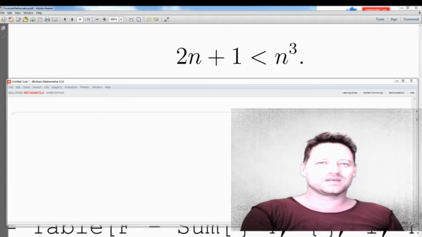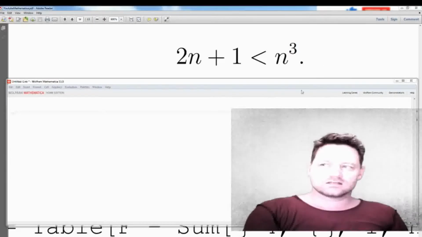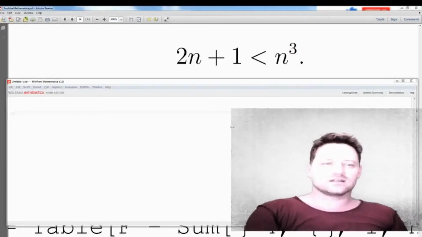Hello YouTube! Today we're going to prove a result by mathematical induction. This result right here is a result involving an inequality. So we're going to do this in Mathematica, and if you're interested, stay tuned.